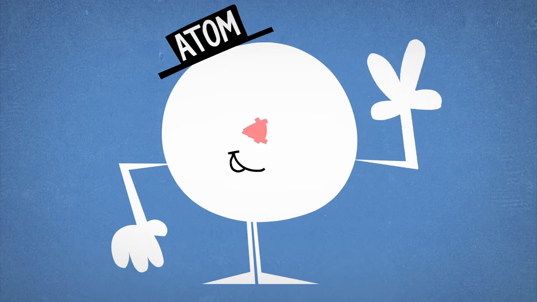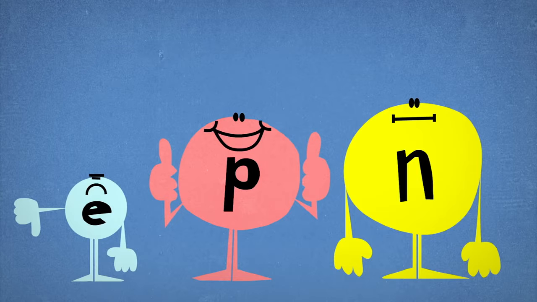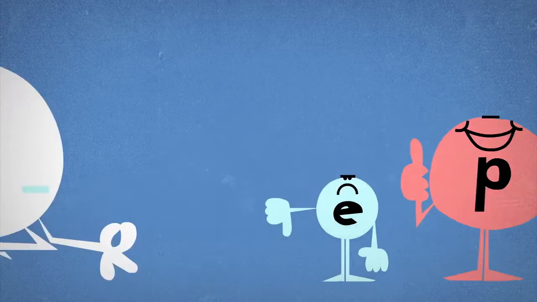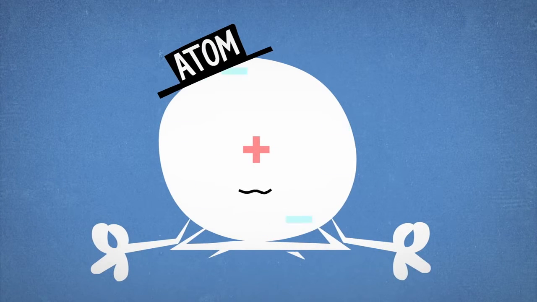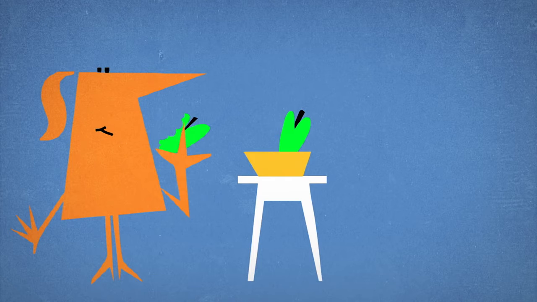All matter is made up of atoms that consist of three types of smaller particles: negatively charged electrons, positively charged protons, and neutral neutrons. Normally, the electrons and protons in an atom balance out, which is why most matter you come across is electrically neutral.